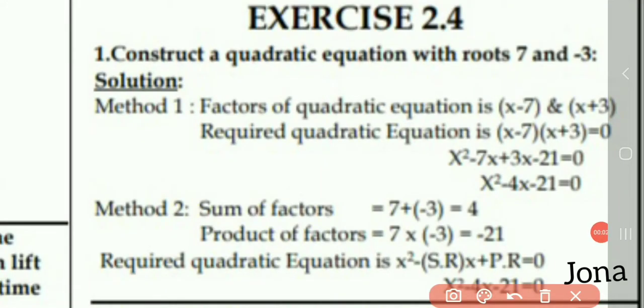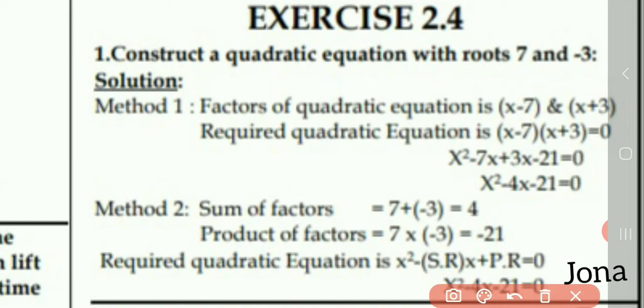Exercise 2.4. In 10th standard, we learnt about quadratic equation, isn't it? It's in the form of x square minus sum of the roots into x plus product of the roots equal to 0. Here the same thing we are going to follow. Okay, let me see the exercise 2.4.